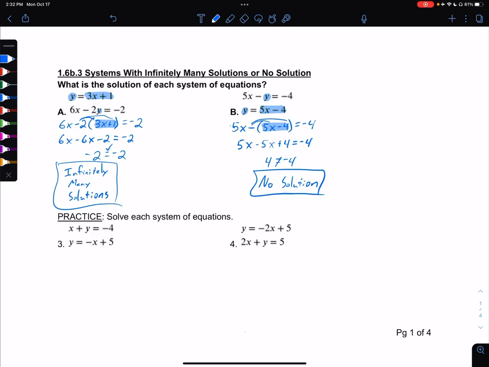So the concept of infinitely many solutions and no solutions is pretty straightforward. If you have a true statement, that's infinite solutions. If you have a false statement, that's going to be no solution. So we'll say infinite solutions and no solutions. So keep that in mind when you're solving these. Be careful with your signs as always, and you shouldn't have too much trouble with this concept.